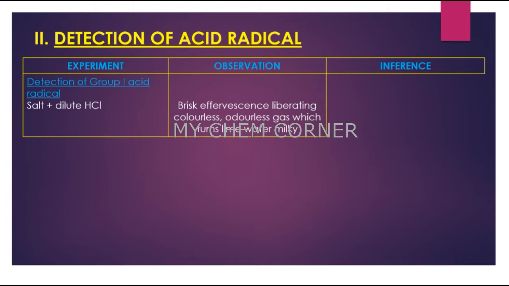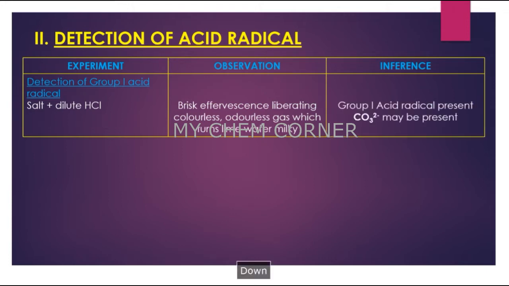Once you collect gas, when you add lime water to the test tube that you collected the gas in, your lime water will turn milky. So when you get this sort of an observation, the inference is that you have group 1 acid radical present. It may be carbonate, CO3 2-, that is the radical present.